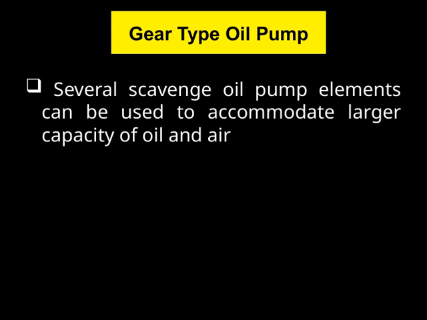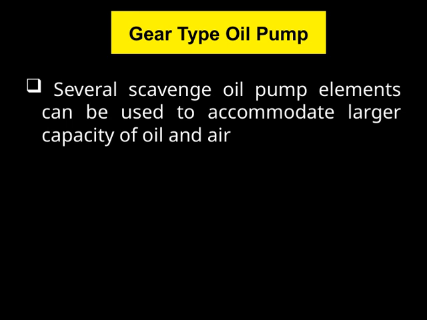Let's take a closer look at how we can accommodate larger capacities of oil and air in our systems. One effective way is by utilizing various scavenging oil pump elements. These components are designed to handle increased flow requirements, ensuring the system runs smoothly even under higher loads.